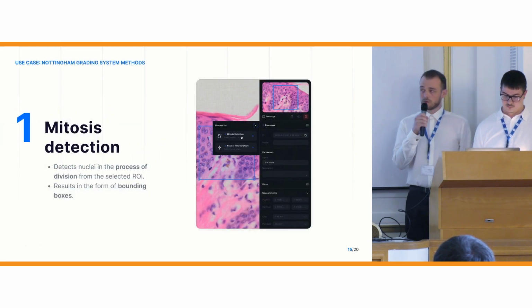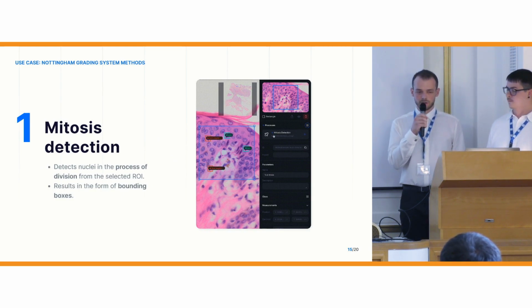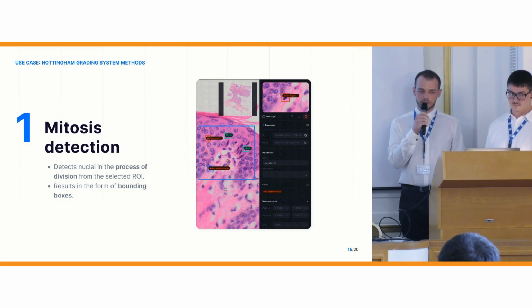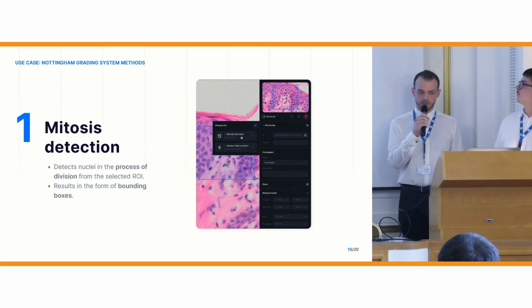The first criterion we addressed was the detection of mitosis. Mitosis is a cell that is in the process of division into two cells. The challenge with this criterion is that it is very easy to confuse these cells with so-called hard negative mitosis, which are ordinary cells that are very similar to mitosis.